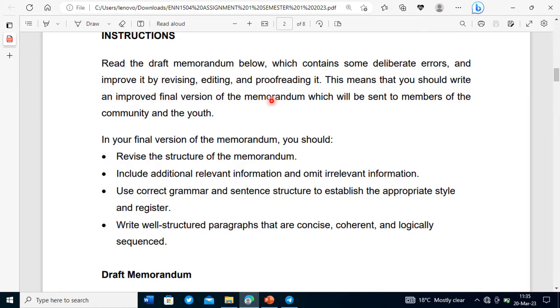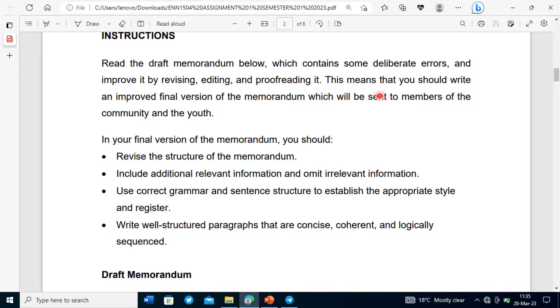Editing and proofreading. Proofreading, guys, is to recheck something. If you read something, you read it in a form of checking errors. So you have to make sure that before you submit this assignment, you have read it more than 20 times, so that you should be 100% sure that there is no error. You should make sure that all the spellings are correct, grammar and everything, so that you may be able to get 50% of the total on this question.